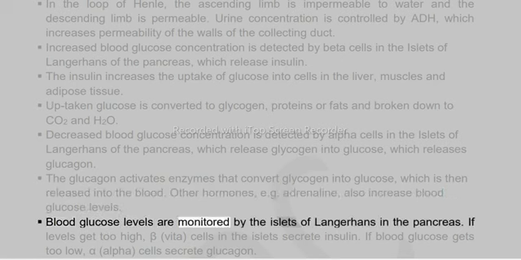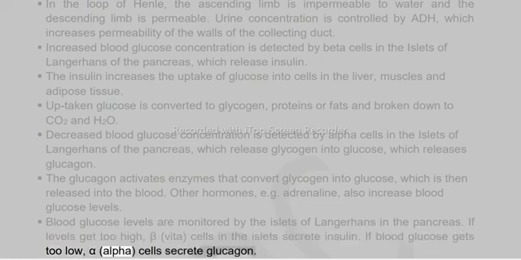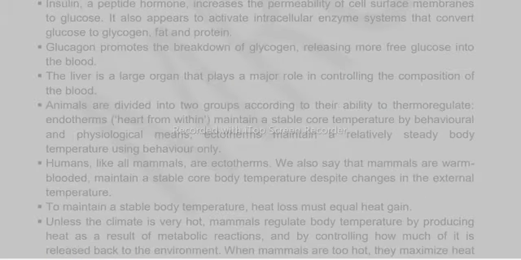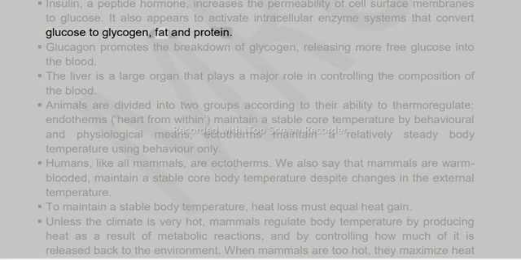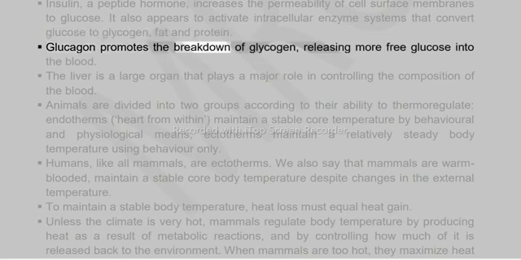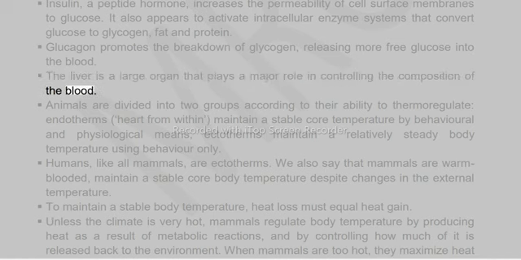Blood glucose levels are monitored by the islets of Langerhans in the pancreas. If levels get too high, beta cells in the islets secrete insulin. If blood glucose gets too low, alpha cells secrete glucagon. Insulin, a peptide hormone, increases the permeability of cell surface membranes to glucose. It also appears to activate intracellular enzyme systems that convert glucose to glycogen, fat and protein. Glucagon promotes the breakdown of glycogen, releasing more free glucose into the blood. The liver is a large organ that plays a major role in controlling the composition of the blood.